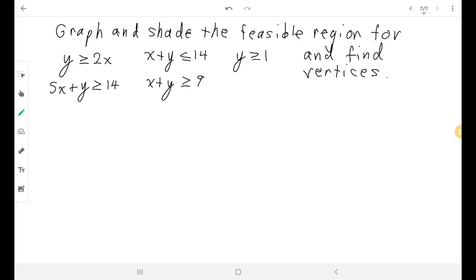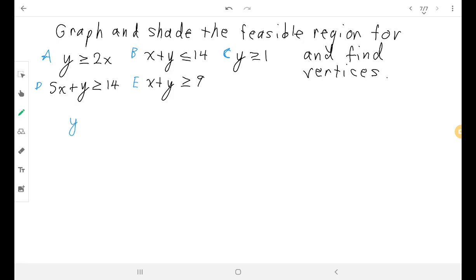Let's label them first. We'll do A, B, C, D, and E. It's an awful C. There we go. That's a little better. And let's start figuring out how we would do this. Y is greater than or equal to 2x. Well, that one's pretty straightforward.